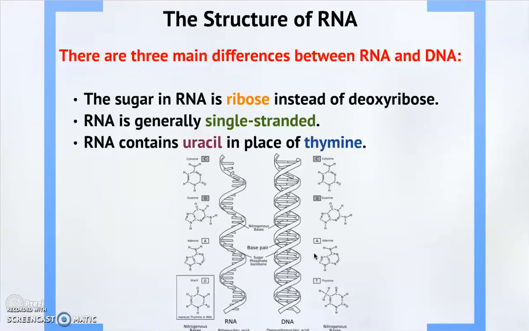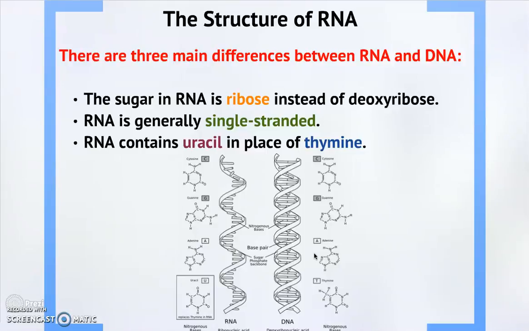The difference between RNA and DNA is that the sugar is different. Instead of using deoxyribose, RNA uses just ribose. RNA is single-stranded versus DNA that is double-stranded. And RNA contains a nitrogen base called uracil instead of thymine.